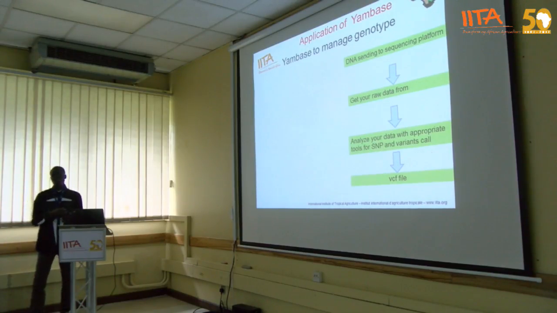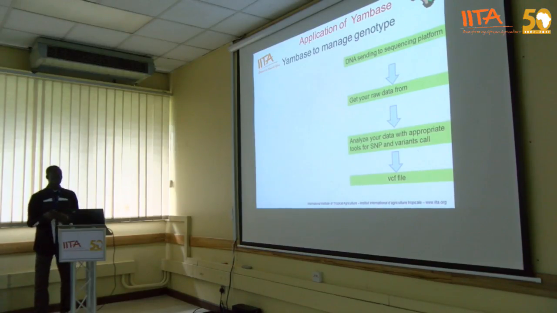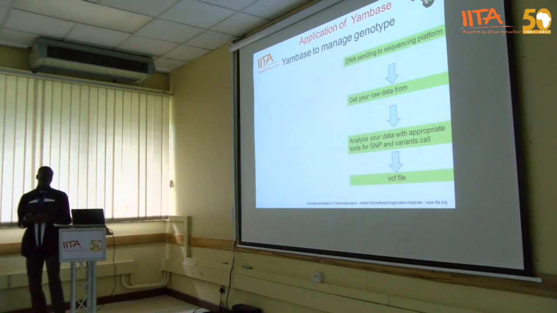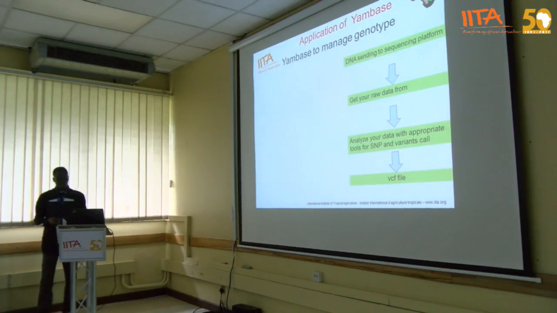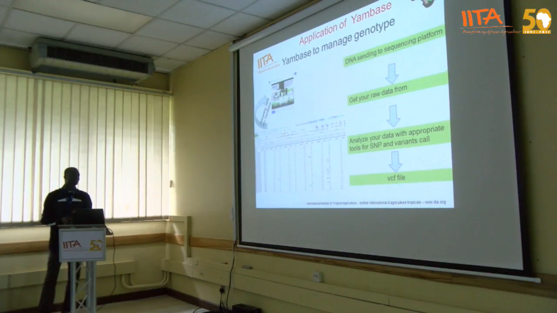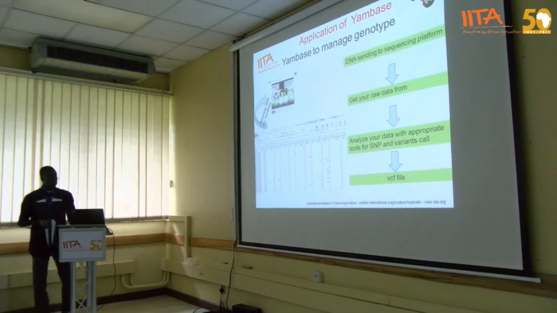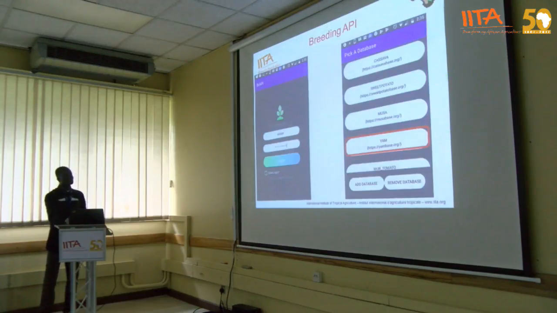They will get back to you with your raw data. You can provide the YAMBASE link for them, and they will send the raw data as a FASTQ file or FASTA file. Once you have it, you can use appropriate tools, probably Tassel or other software, to analyze it and get your VCF file. When you have your VCF file, you can upload it directly to the YAMBASE, run your genomic selection, and then make a decision for next year.